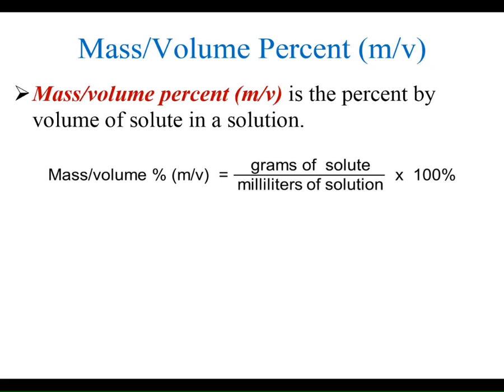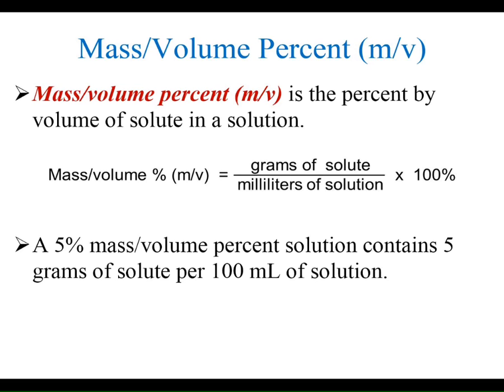So if it says 5% M/V, it means it was done this way. If it says 5% V/V, it means it was done by volume. The 5% M/M means mass. That's why I've been showing you all those little M/V, M/M, V/V. So 5% mass/volume means 5 grams out of 100 milliliters, 5 out of 100 grams per milliliters.